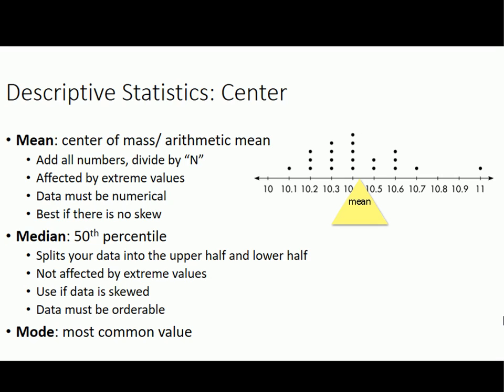So if you have the total already, you could get the mean by just dividing by how many there were. But some things to note: the mean is affected by extremely large or extremely small values. They have a big impact on the mean. And the data must be numerical.